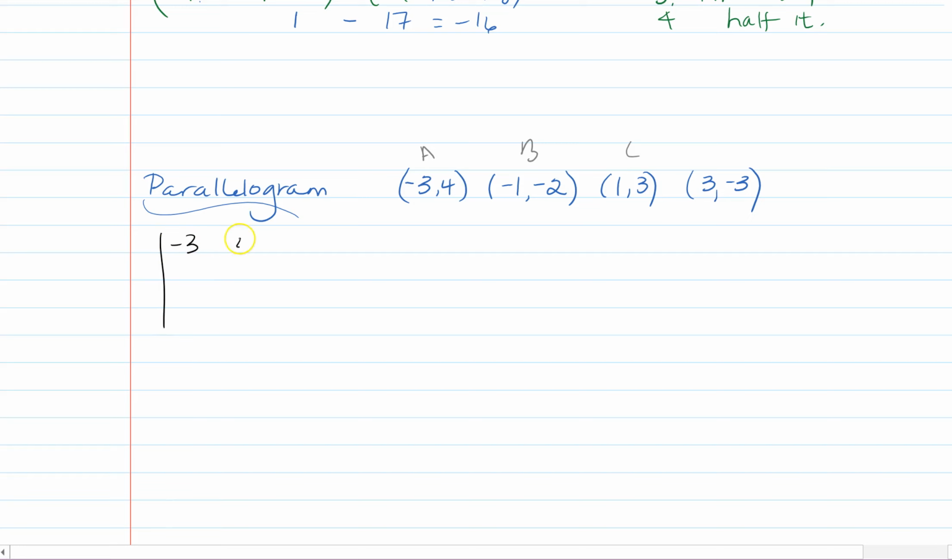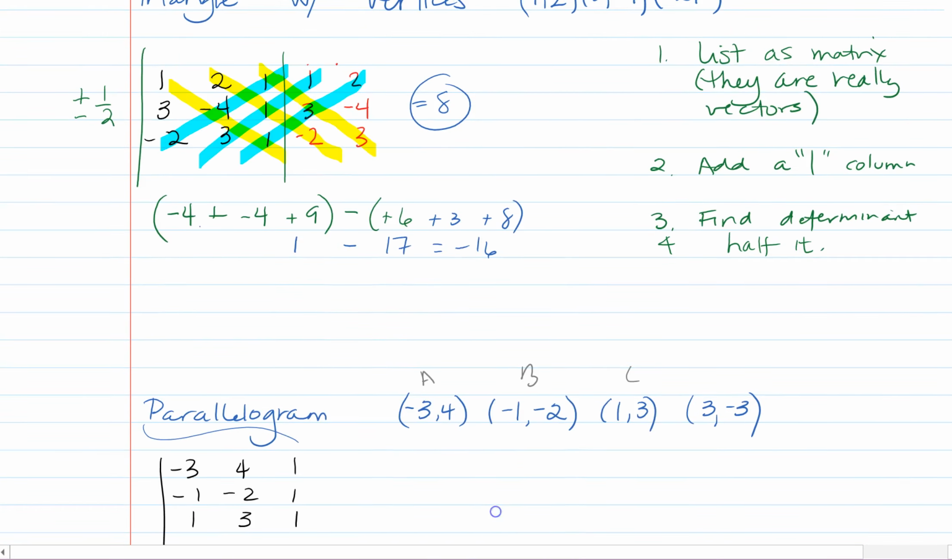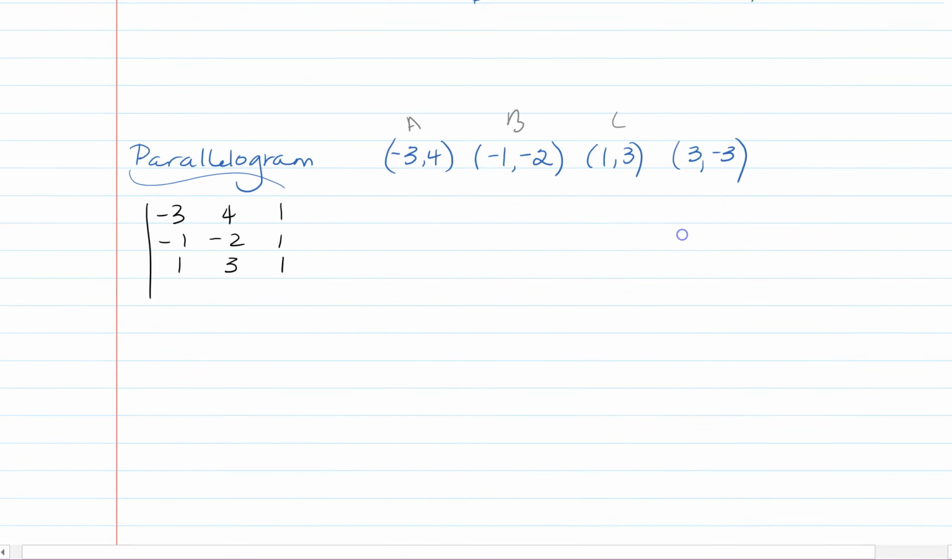I'm going to do negative 3, 4, and then negative 1, negative 2, 1, 3. And I'm not even going to bother with the fourth point. I'm going to just say, why don't I just find this triangle and double its size? Because that's what's going to happen. So in other words, I'm going to do the same thing I did with the triangle, only I'm not going to half it. So I'm going to do the determinant by hand again, not to show off, but rather to show you what to do. And of course you could use your calculator if permitted.